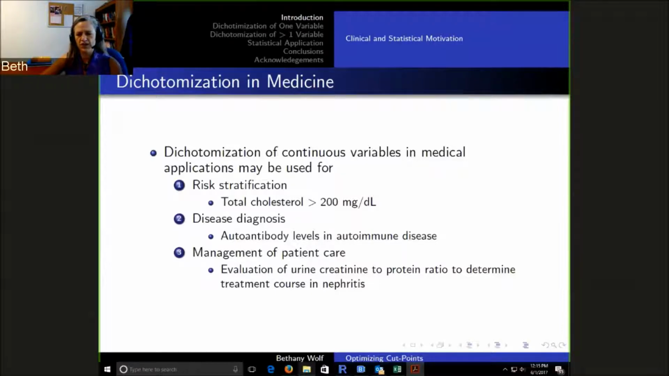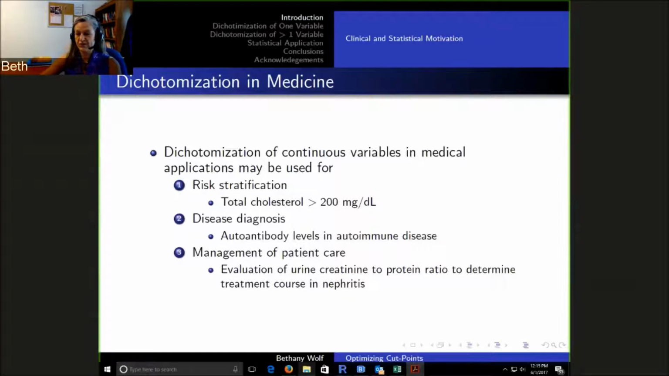We can also think about things like disease diagnosis. So I work a lot with the rheumatologists at MUSC, and they're interested in diagnosing people with lupus, and so they look at things like autoantibody levels to detect autoimmune disease. And so you can have presence or absence of autoantibodies, but you can also have increased levels of autoantibodies, and if they're above a certain level, we might say that you're actually having an active disease flare. And similarly with that same population, we might use something like urine creatinine to protein ratio to help us determine the course of treatment in patients with lupus nephritis. And so clearly there's good clinical applications for this.